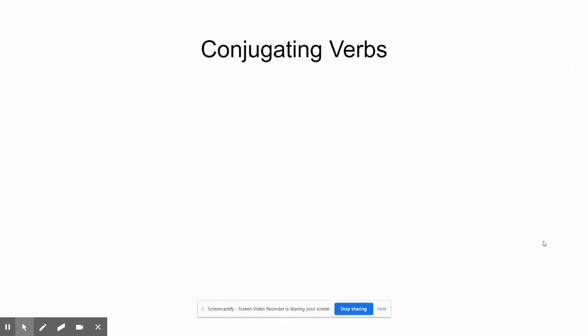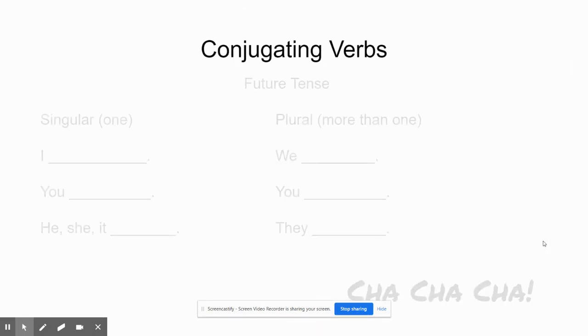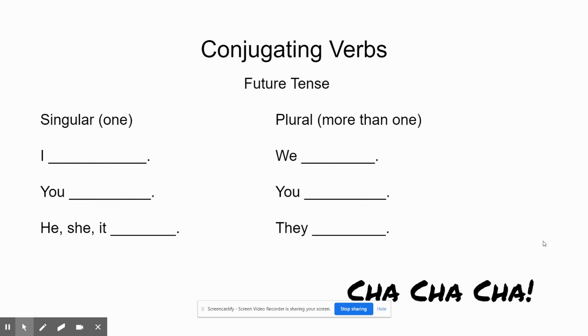And lastly would be our future tense. It would look like this. Ready? It would sound like this. I will eat, you will eat. He, she, it will eat. We will eat, you will eat, they will eat. Cha cha cha.